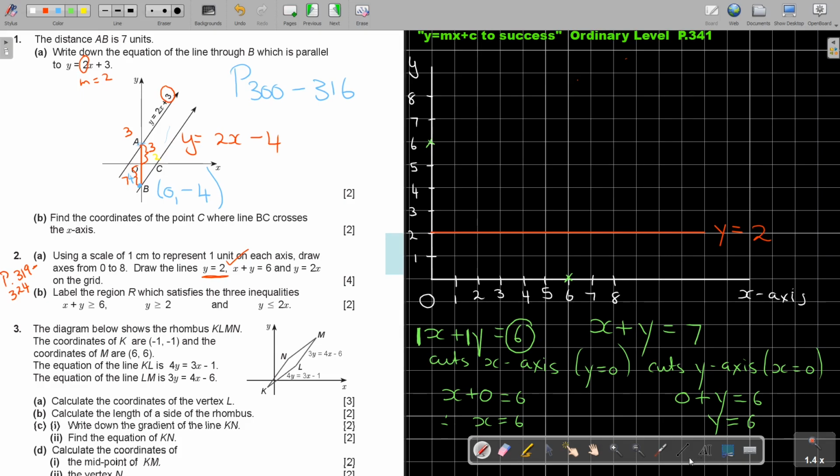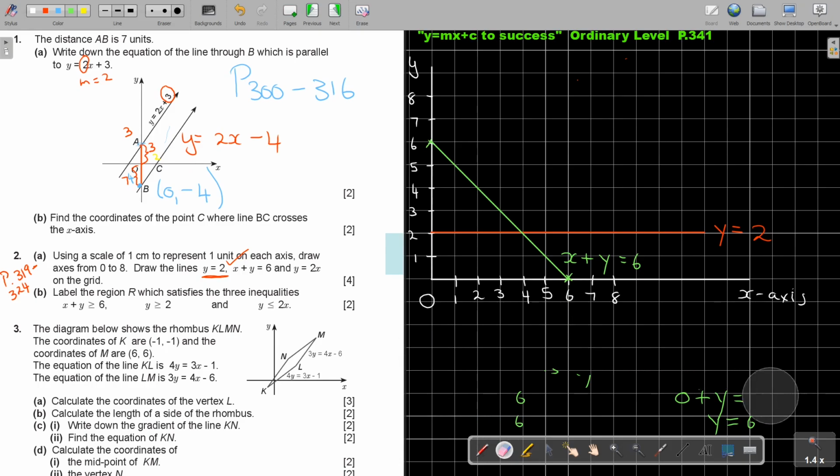So that was easy. I just take my ruler, it's a straight line, I just put it there. Okay, and I give it a name, like naming it. So it's x plus y, and that will be equal to 6. Okay, now the next one.